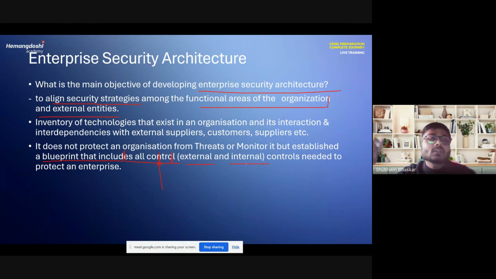We'll study more about this in domain 4 when I talk about DMZ and everything. But think of security architecture as an umbrella or a blanket that covers the whole organization and protects you from external and internal threats. And the controls, of course, you put are external and internal.